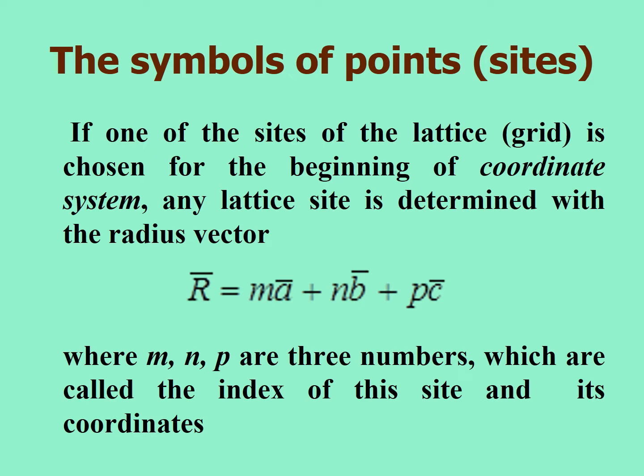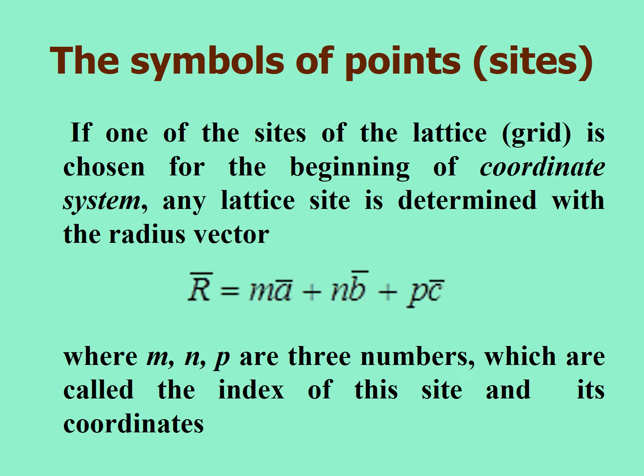The first, the indexing points and directions. To describe the crystal polyhedron, there is used the method of crystallographic indexing that is convenient for any crystallographic coordinate system. Let's get acquainted with this method. If one of the sides or units of the lattice is selected for the beginning of the coordinate system, any lattice unit is determined with the radius vector.